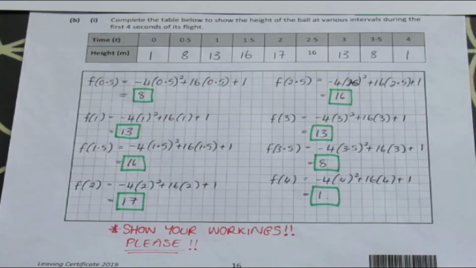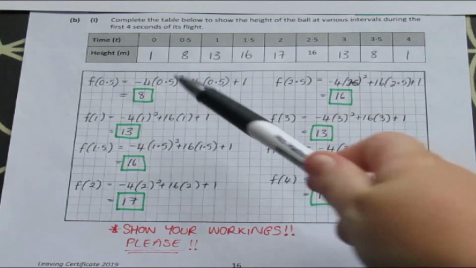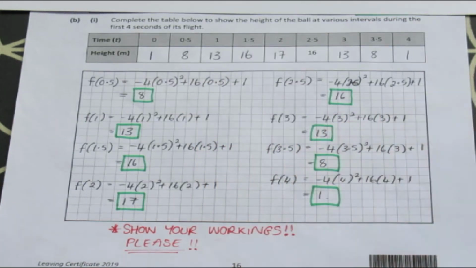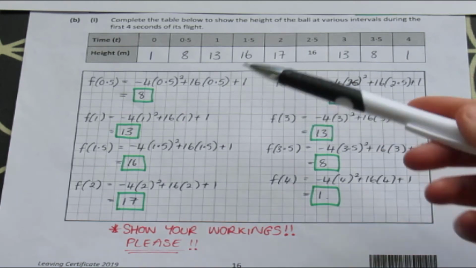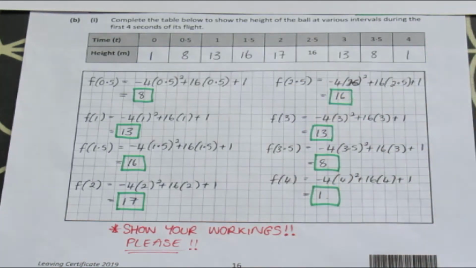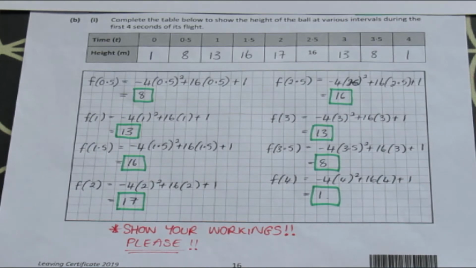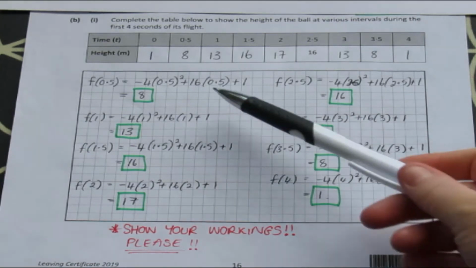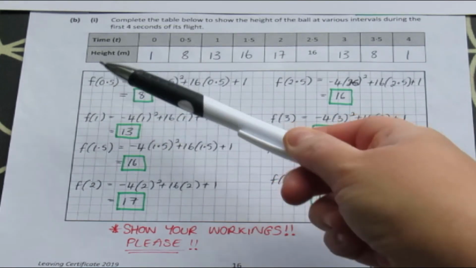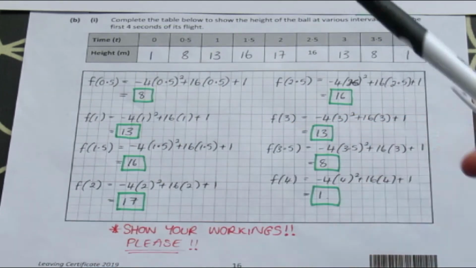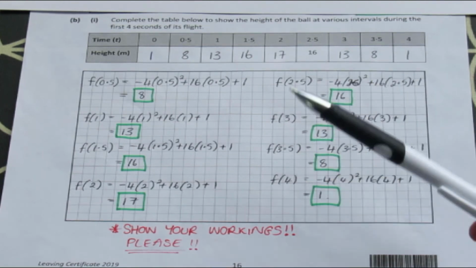Looking at part B, part I, they tell us to complete the table below and show the height of the ball at various intervals during the first 4 seconds of its flight. So as you can see here, the time is being looked at in half seconds. We know from part A that when the time is 0, the height is 1, but we do need to work out the rest of them. This one here at 2.5 seconds, the ball is at 16 meters high. You need to do your subbing in for 0.5, 1, 1.5, 2, 2.5, 3, 3.5 and 4.